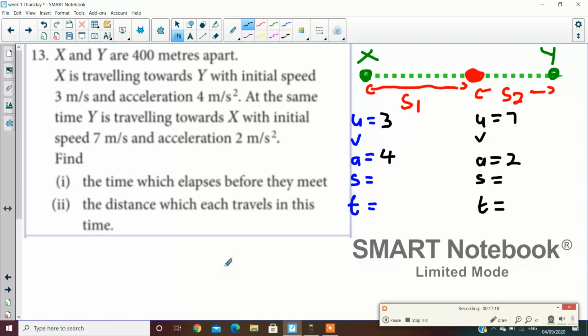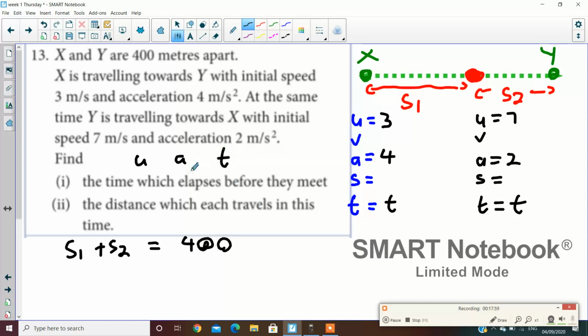Now guys, here's the sneaky bit. What can I say S1 plus S2 is? 400. And what are we looking for? We're looking for time, aren't we? So I have U, I have A. Now, what can we say about both times? Do both particles start at the same time? So they're both the same value. So the T values are identical. Okay? So it's a T question, so we're going to have to use T as well.